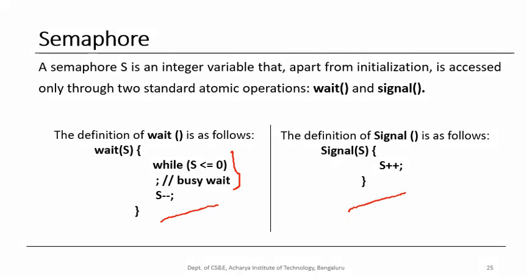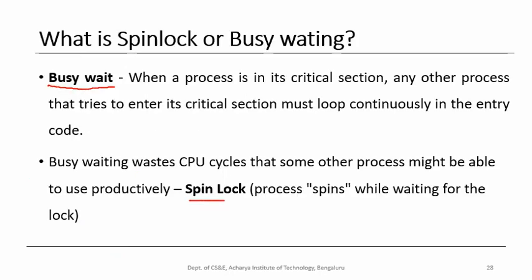When the value of s is negative or 0, what will the process executing this wait operation do? It will end up wasting CPU cycles, because it is going to execute this while loop again and again, which is called busy wait, or it can also be called a spin lock. Okay, why is this an issue?